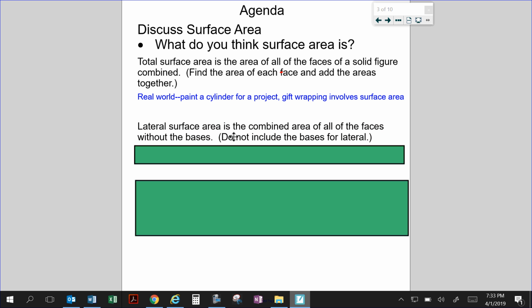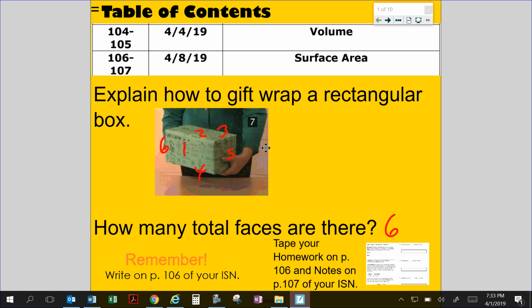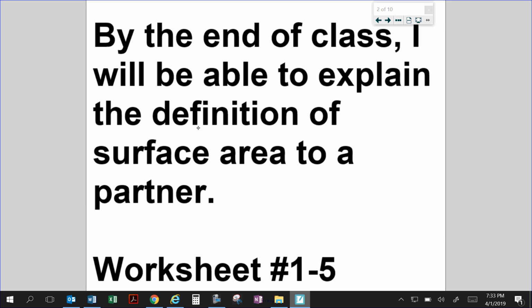Lateral surface area is the combined area of all of the faces without the bases. Do not include the bases for lateral. That means it's the sides of the box. For example, this picture shows the front side, the back side, the right side, and the left side. Do not include the top of the box or the bottom of the box, the bases.